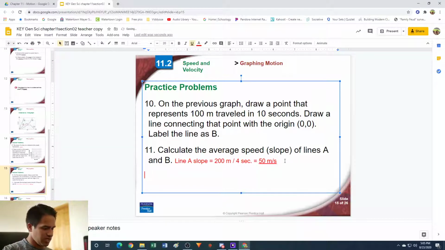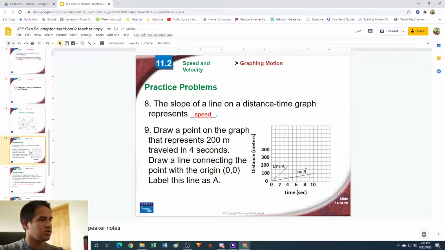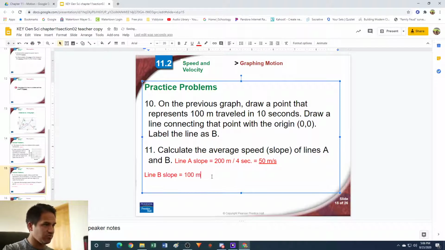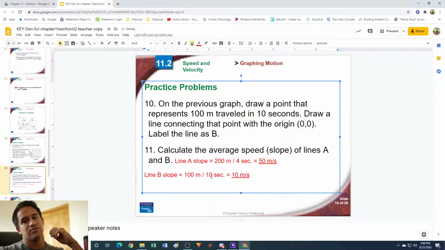And then for line B slope, this one, line B, vertically goes from 0 up to 100. So vertically it goes up 100. Horizontally it goes from 0 to 10. So our slope is going to be 100 meters divided by 10 seconds. And we'll see what we get here. So 100 divided by 10. There we go. We get 10 meters per second for that slope. All right.